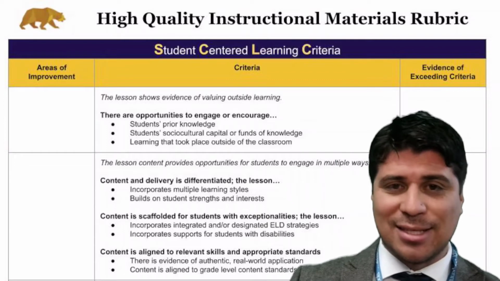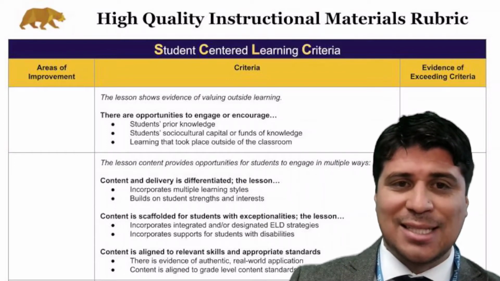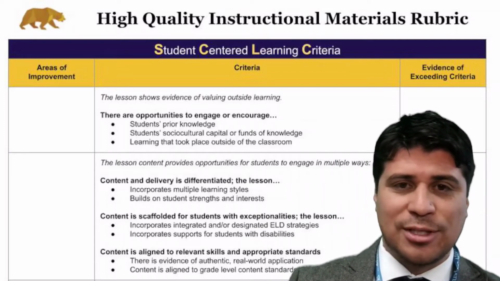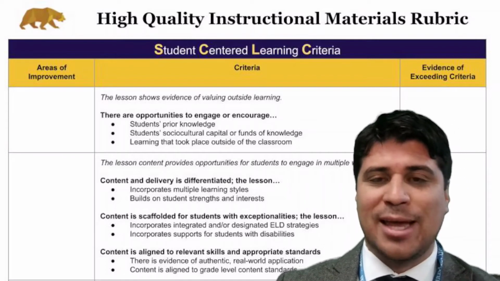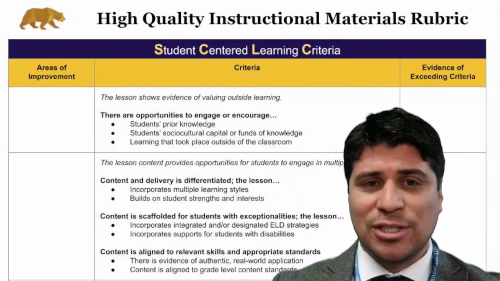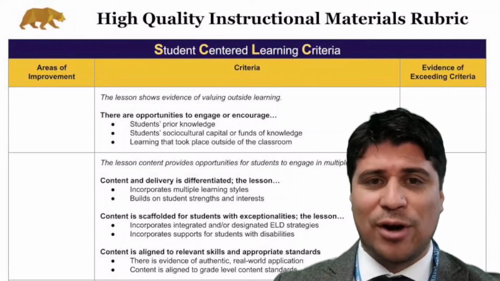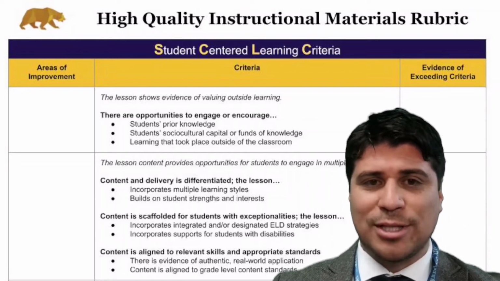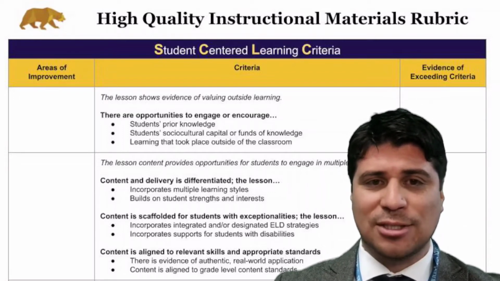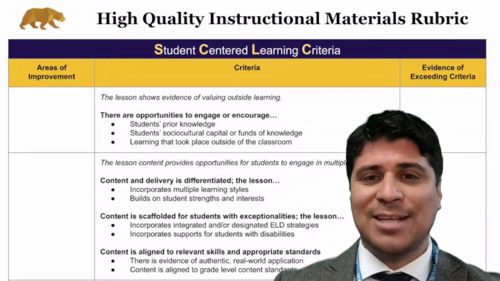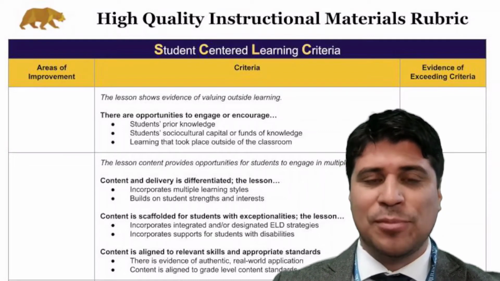Now let's look at the second section. It says the lesson content provides opportunities for students to engage in multiple ways. And so what does that look like? If you look at the first heading, it says content and delivery is differentiated. The lesson incorporates multiple learning styles, builds on students' strengths and interests. It has to meet at least one of those bullets. You look at the next one.